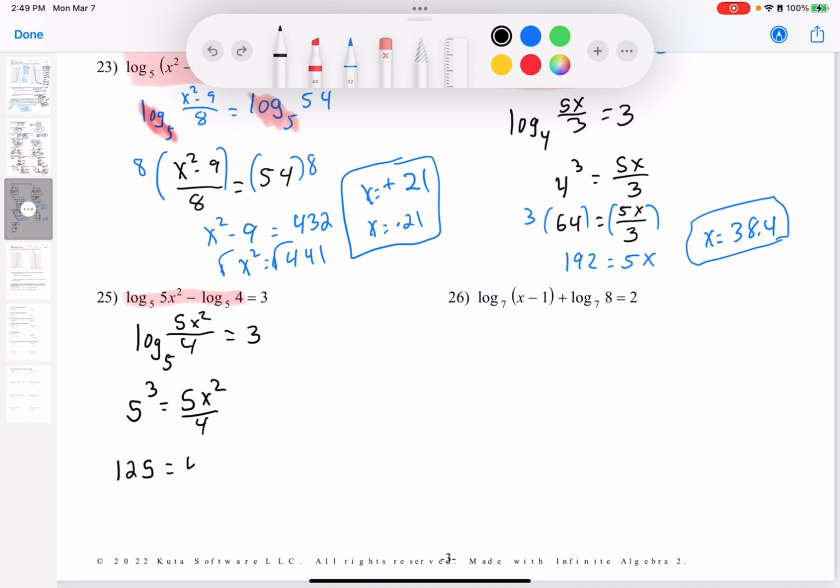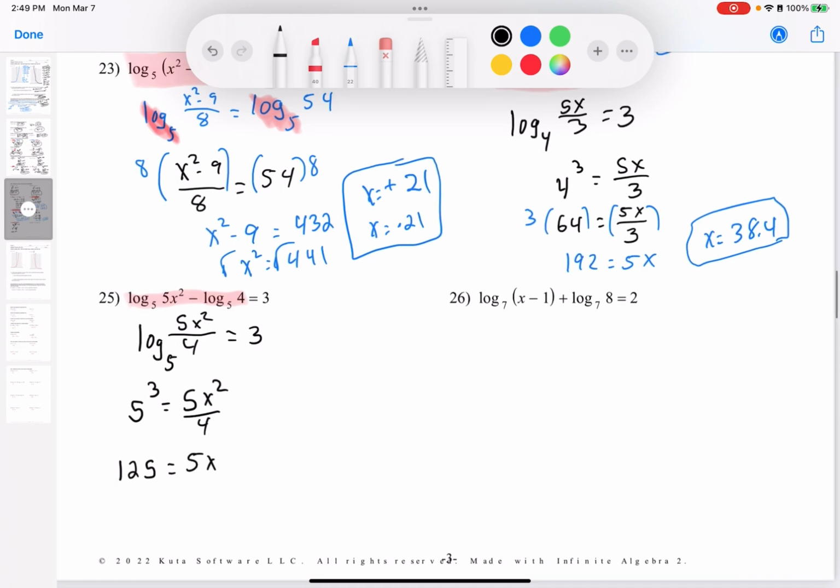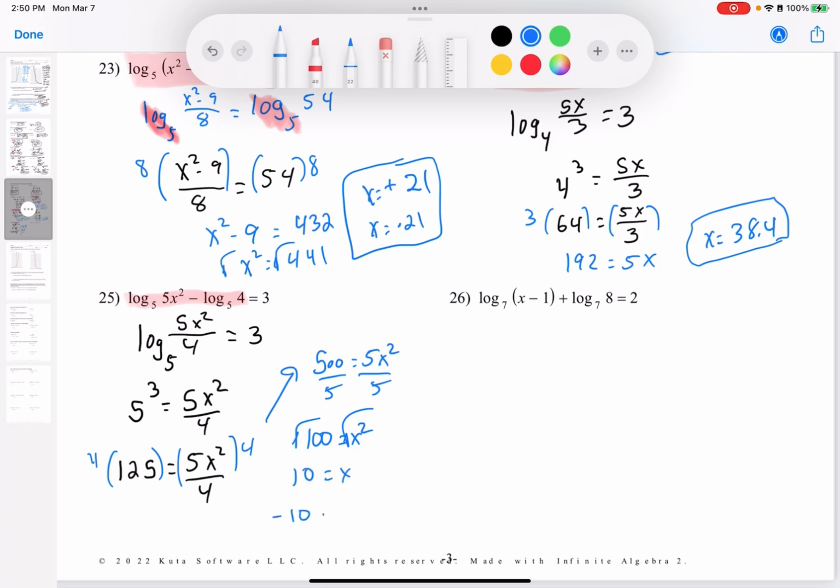Equals (5x squared) over 4. Multiply both sides by 4 to get rid of that fraction again. So I'm going to have to do this up here, running out of room. So 4 times 125 is 500. So we get 500 equals 5x squared. Now we got to divide by 5. You get 100 equals x squared. Take the square root of that. You get 10, or negative 10 is equal to your x value.